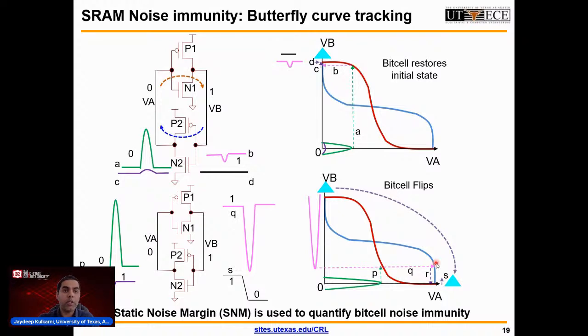And how do we actually quantify the goodness of this noise immunity? So there is a metric called the static noise margin, SNM, that is used to quantify the bit cell noise immunity.